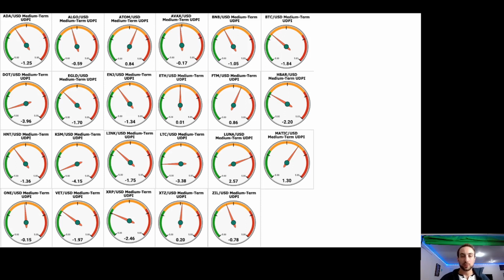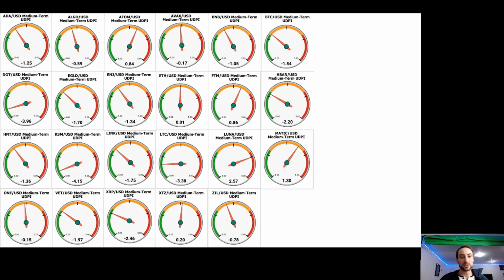But again, I want to look at a shorter term time frame here. So we have these medium term UDPIs up, and medium term you can think of as being on the scale of weeks to months. Long term would be a scale of multiple months. Medium term would be a scale of a few weeks up to a month or two. And short term would be a period of days up to weeks.